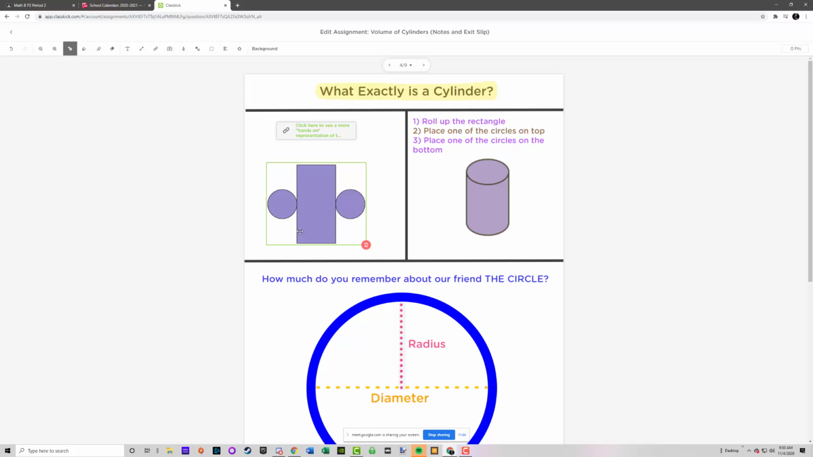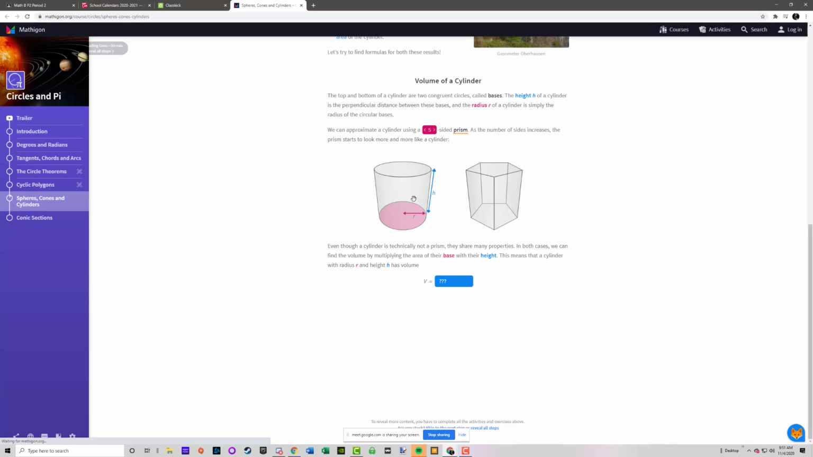If you were to take this rectangle right here and roll it up into a tube, like a paper towel roll, and then place one of the circles on top and one of the circles on the bottom, you end up with a cylinder. This shape over here on the left is a cylinder, and over here on the right, we have a triangular prism.